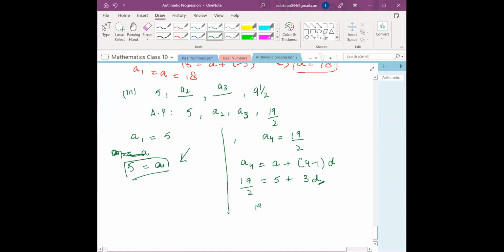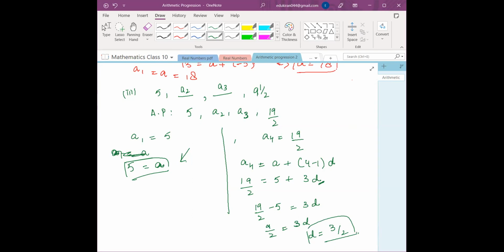So 19 by 2 minus 5 is equal to 3D. Now take LCM. So 19 minus 10 is 9 by 2, which is equal to 3D. So your D will become, 3 will come in the denominator, so it will be 3 by 2, right? You have got D, correct?